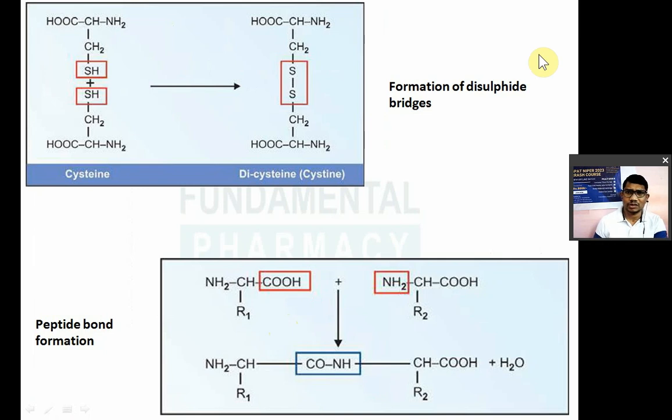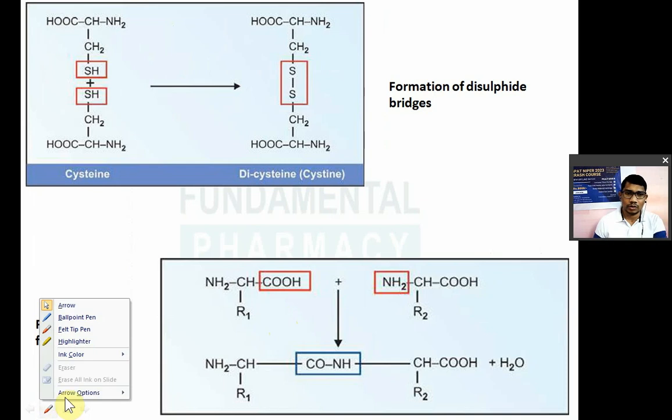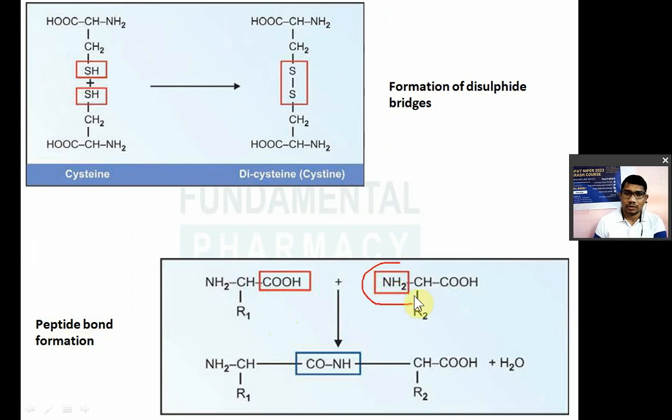After that, we have seen how there is a formation of disulfide bond and how there is a formation of peptide bond. When the amino group of one amino acid reacts with the carboxylic group of another amino acid, there is a formation of a CONH bond, which is known as a peptide bond. Peptide bond formation, right? Now this is known as a monopeptide. A monopeptide will have two amino acids and one peptide bond.